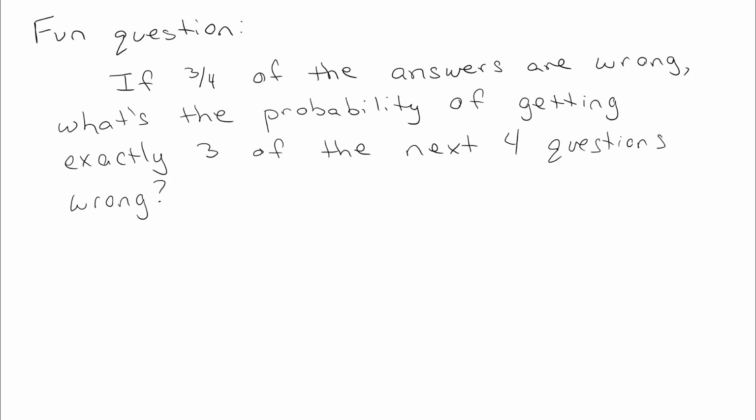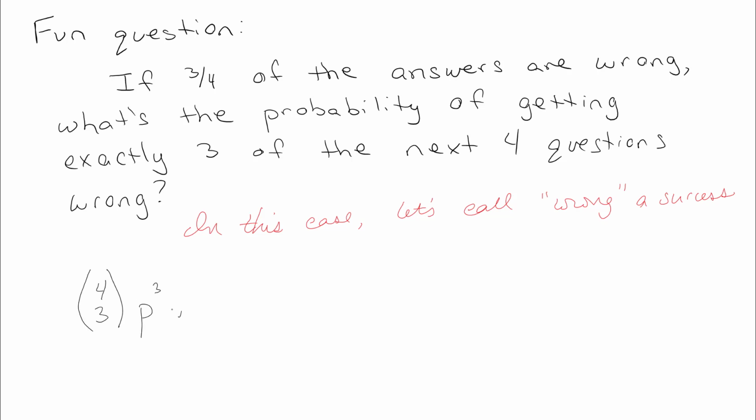So just to make things more fun, in this case, we're going to call wrong a success. So we have 4, and we want to choose exactly 3 wrong, times the chances of getting that many wrong, times the chances of failing. Now, it doesn't really matter. I just think it makes more sense this way.